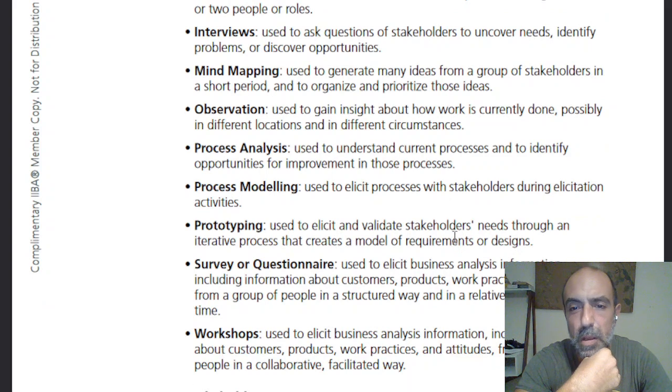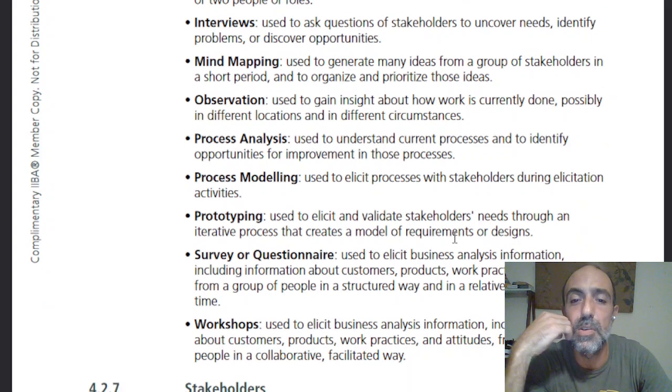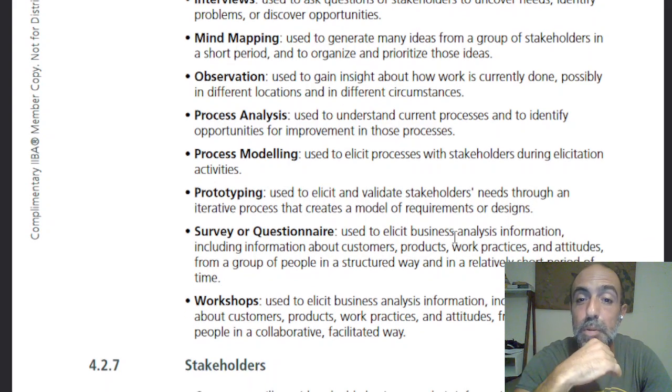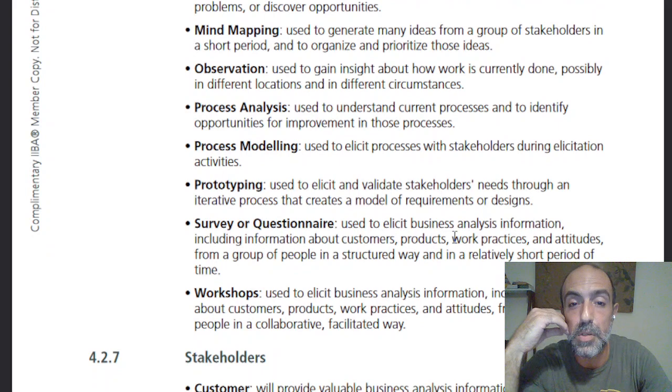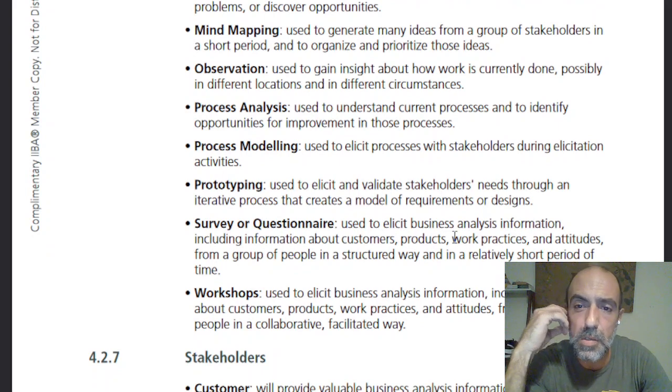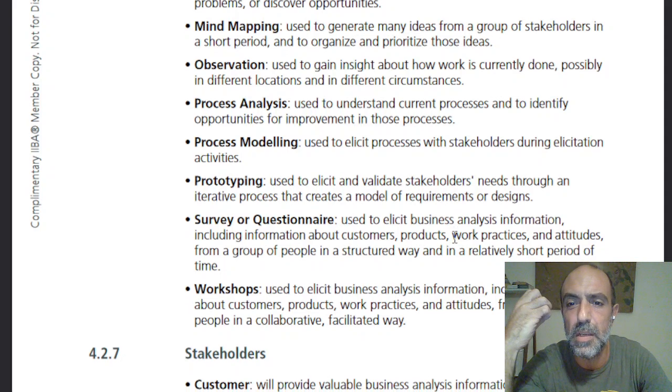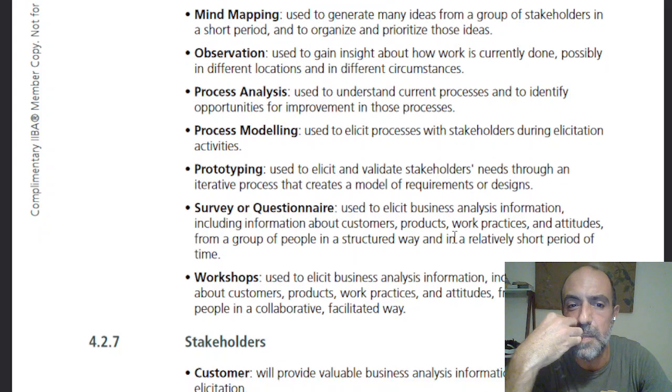Sometimes you just have to look and see what's going on. Process analysis is used to understand current processes and to identify opportunities for improvement in those processes. Process modeling is used to elicit processes with stakeholders during elicitation activities. Prototyping is used to elicit and validate stakeholders' needs through an iterative process that creates a model of requirements or designs.